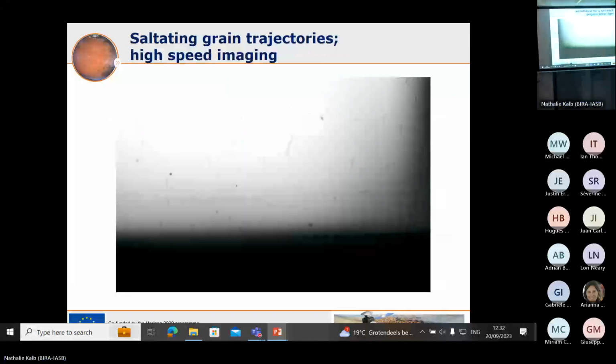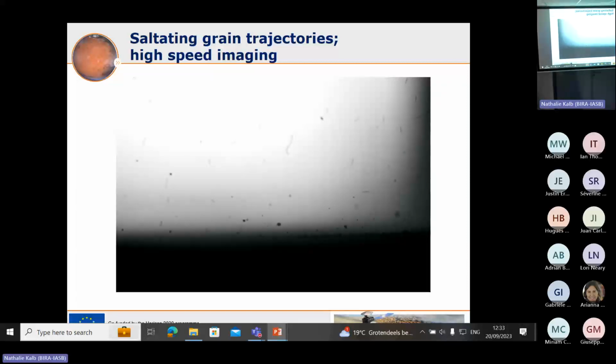So, this is a movie. This is not the best movie to show saltation, really. This is actually volcanic material, and it was taken with our high-speed camera in our wind tunnel, which is not the best. But I suppose it's about 1,000 frames per second, something like that.